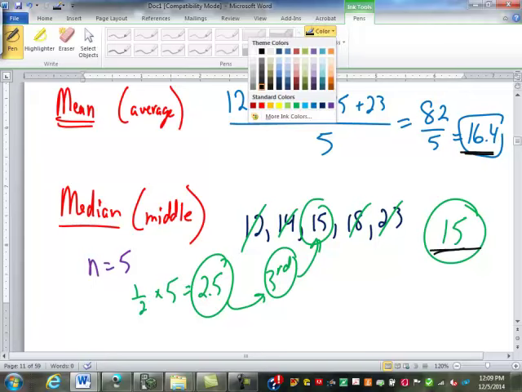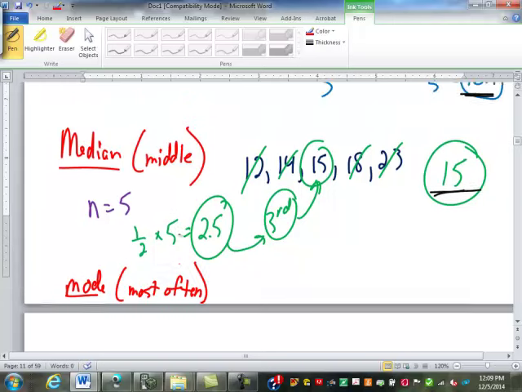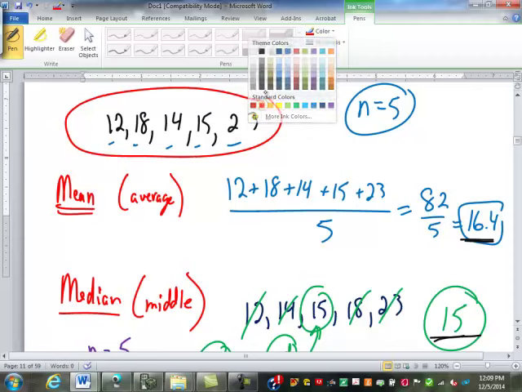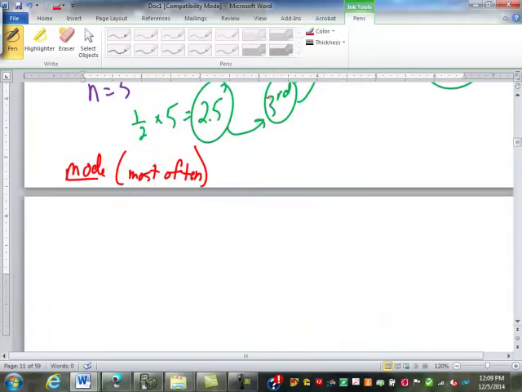Now there's a third estimate of center that we're going to talk about called the mode. The mode is the number that occurs most often. As is the case with most small sets of data, this set of numbers has no mode. There is no number that occurs more than once, so there's no mode in this set of data. The mode is usually a pretty weak predictor of center anyway.